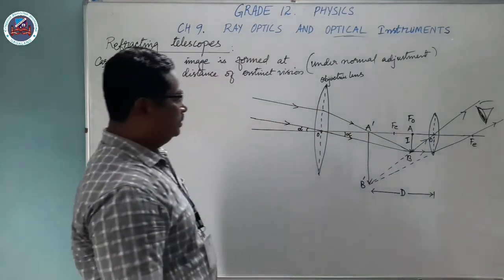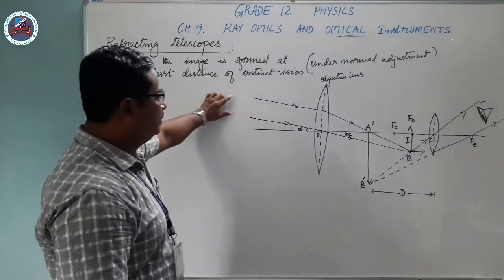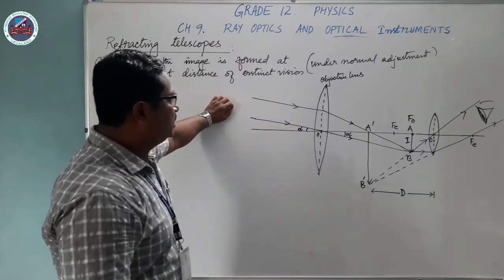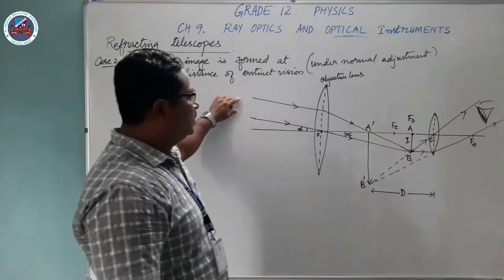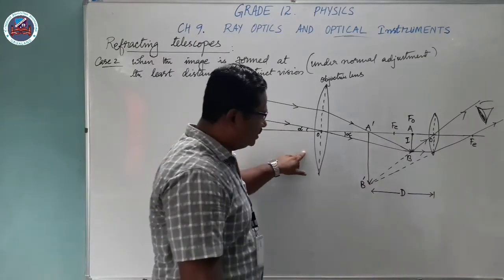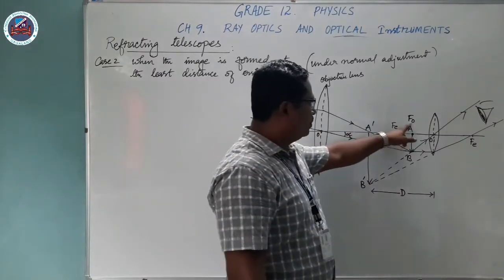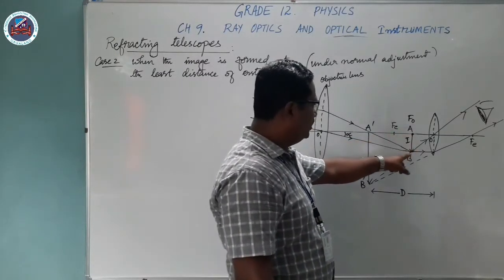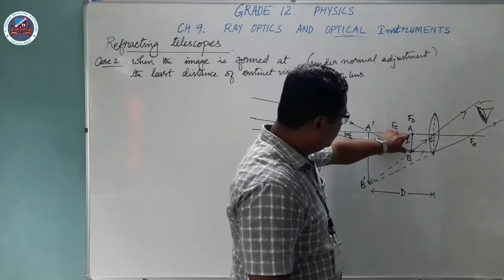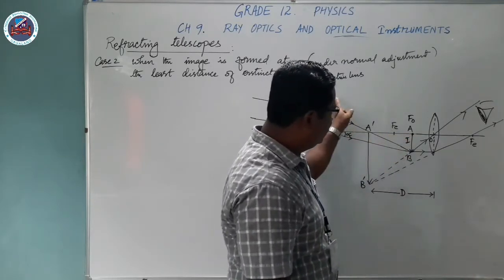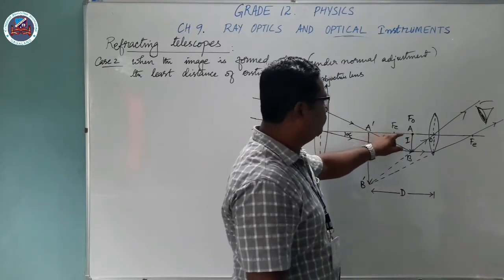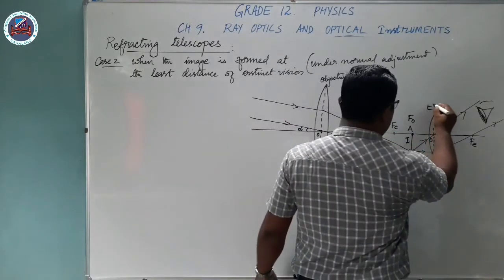Now, how it works, then you should be able to say very clearly that when an object is placed at infinity, the first image that is formed by the objective lens is produced at the principal focus of the objective lens, that is AB. This image of the objective lens acts like an object for the eyepiece lens.